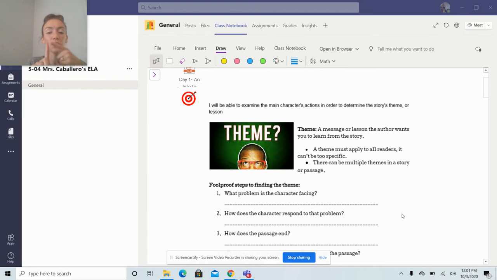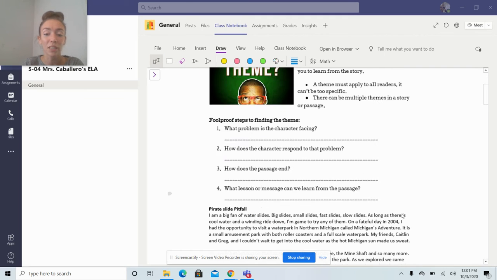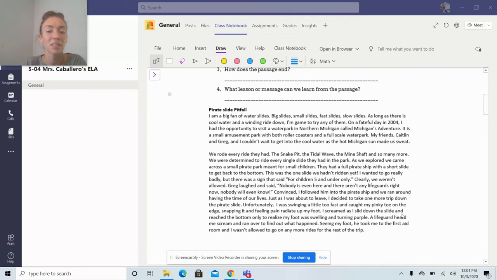We need to think to ourselves, well, what is the character's problem? How do they respond to it? How does the passage end? That will get us to our theme. Okay, so we're going to read this short story together called Pirate Slide Pitfall. This is a story that has a theme or a lesson at the end.